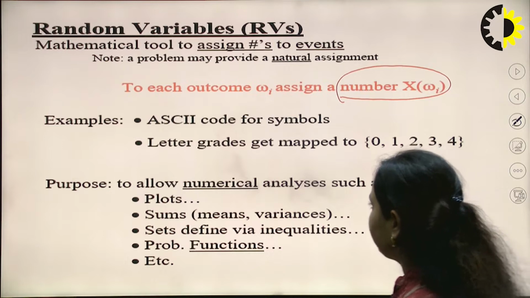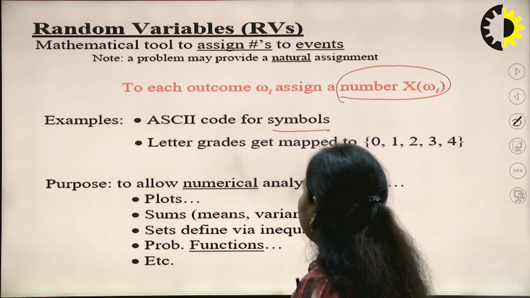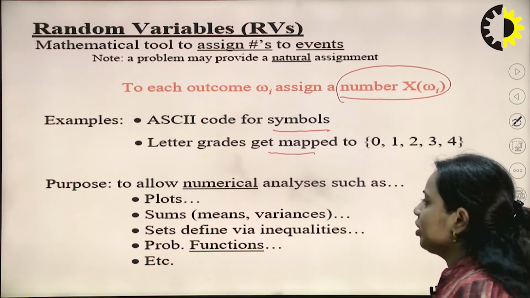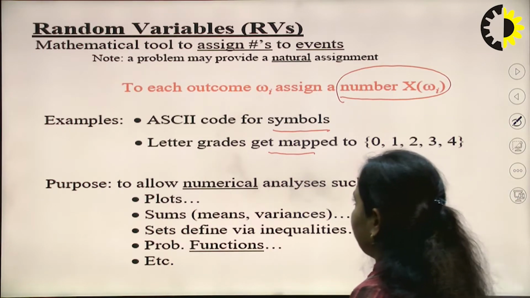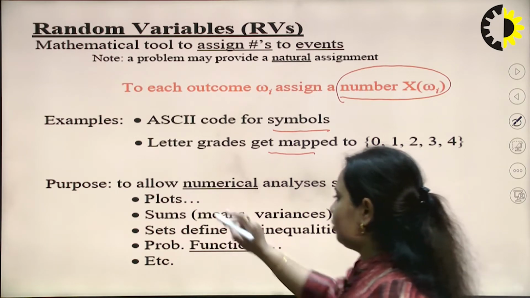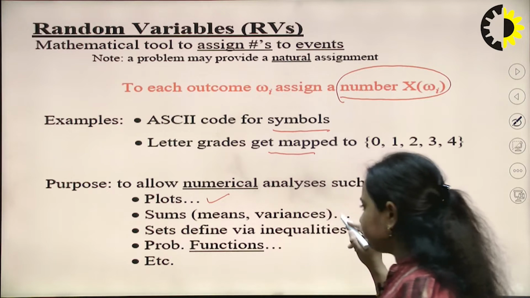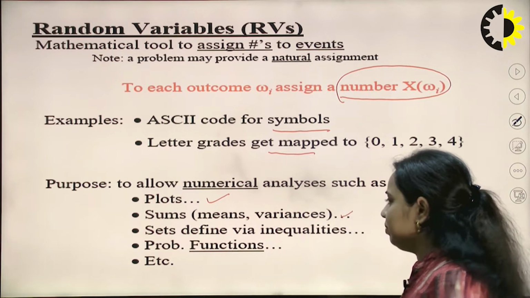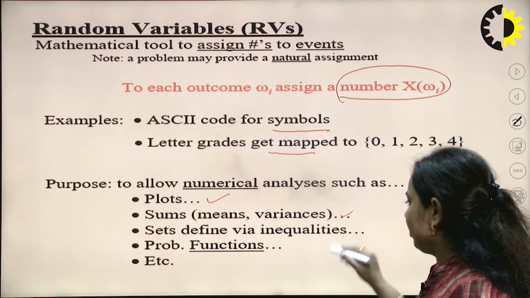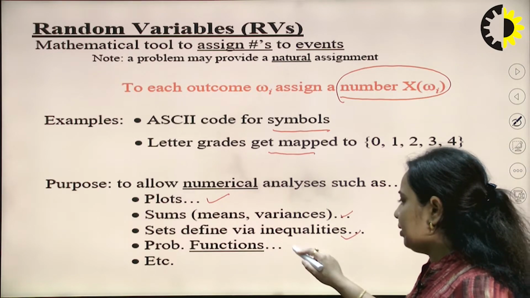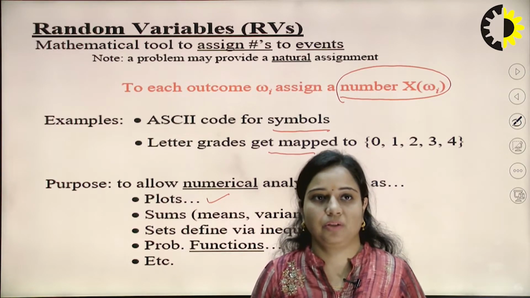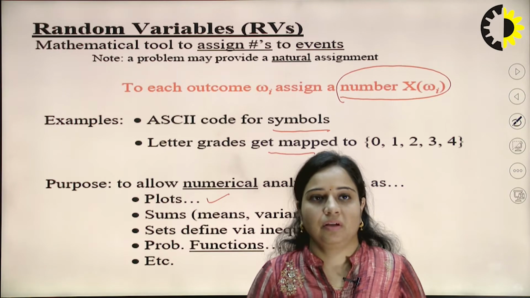Examples of this are ASCII code for symbols, or letter grades getting mapped to 0, 1, 2 up to 4. The purpose of this particular mapping is to allow numerical analysis, such as we can draw plots, we can calculate sums, that is mean or variance, sets defined via inequalities, and probability functions. So, these are some of the purposes for which we do this random variable analysis.